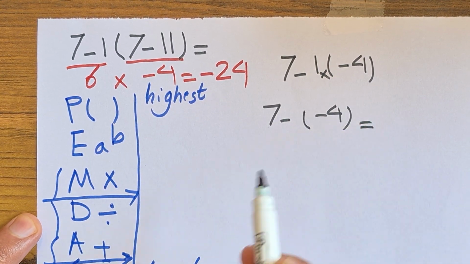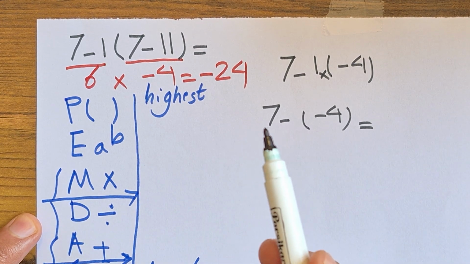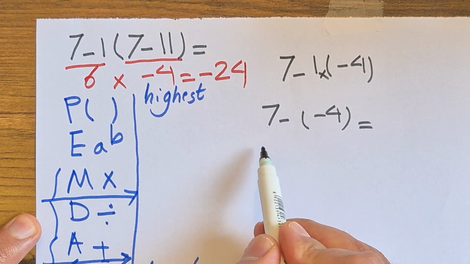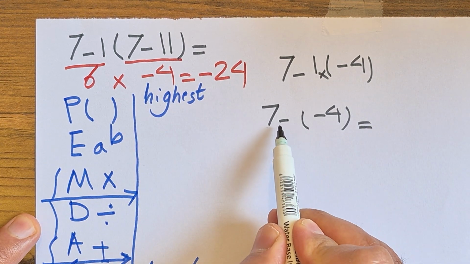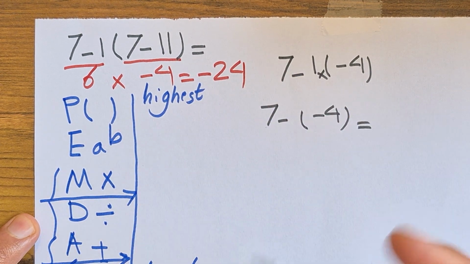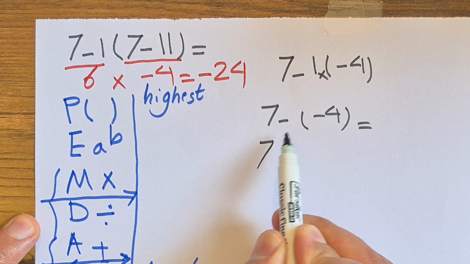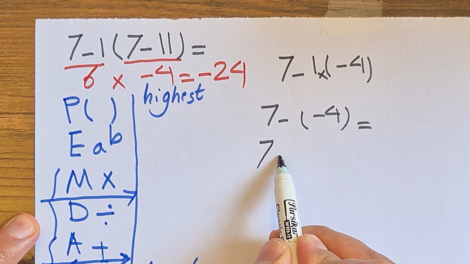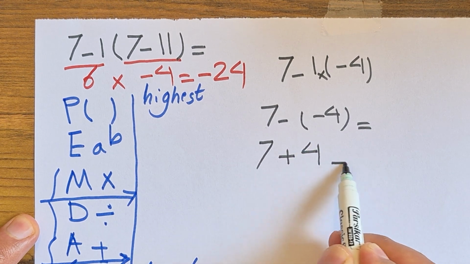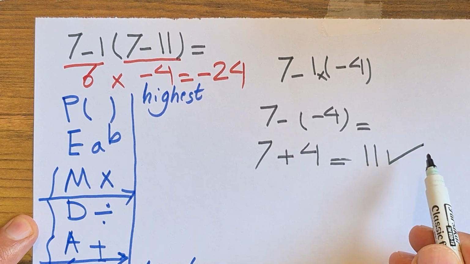Now we have 7 minus a negative number. So minus a negative number, you can flip into a plus sign. So whenever you have something minus a negative number, you can easily turn it into a plus sign. So instead of writing 7 minus negative 4, you can write 7 plus 4, and 7 plus 4, it's just 11. And that's the final answer.